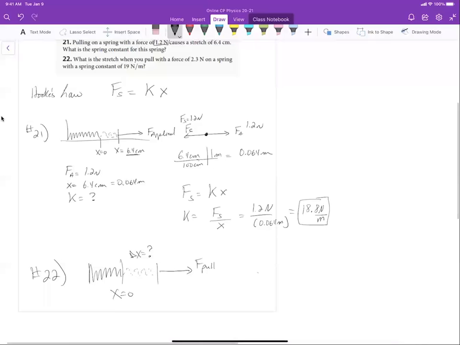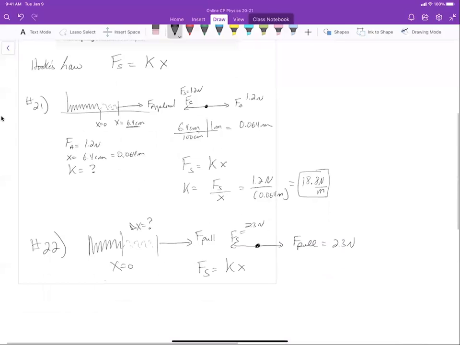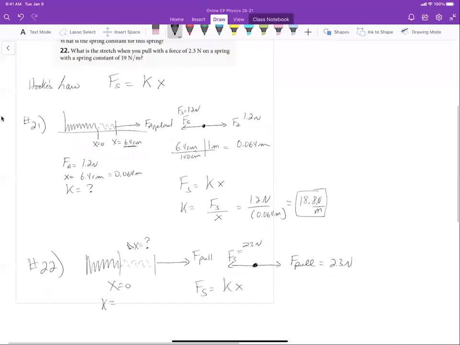And so let's do a free body diagram. I have the force of the pull this way. I have the spring pulling to the left. This has to equal 2.3 newtons to the left if it's just sitting there and it's not accelerating. So I know that force of the spring is equal to K times X. They want to know what X is. They gave us K of 19 newtons per meter.